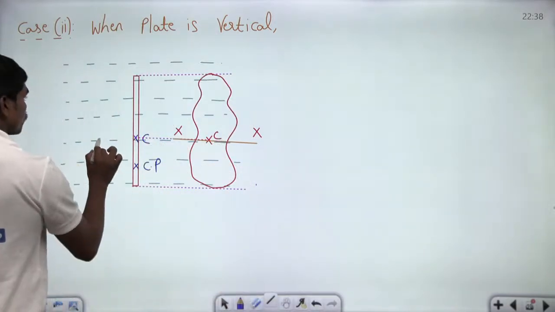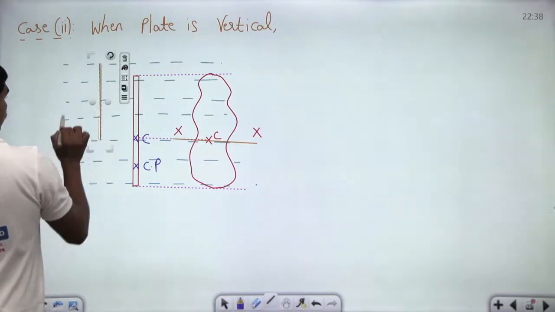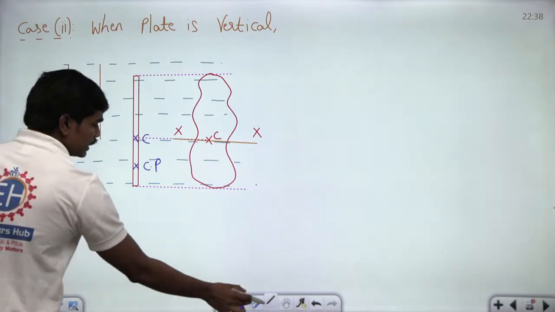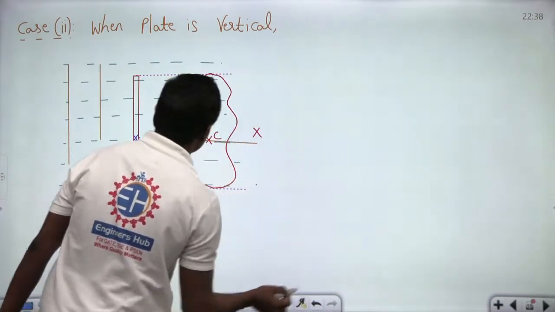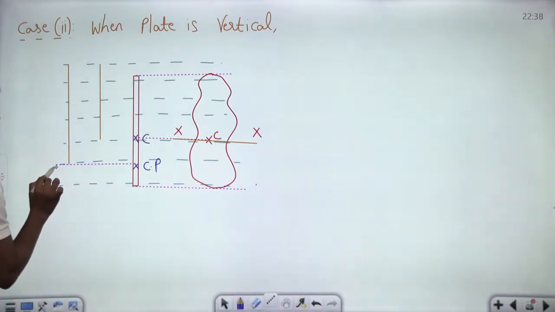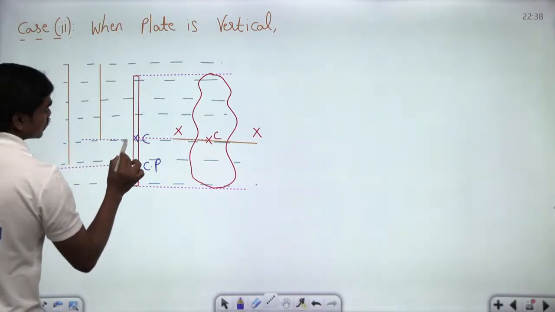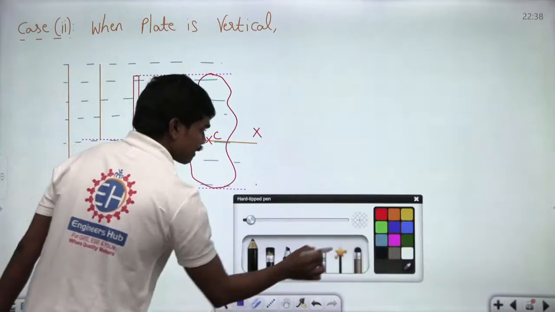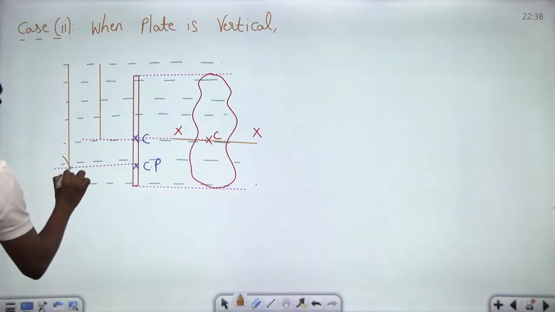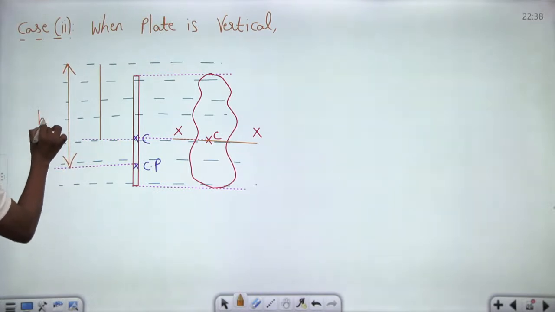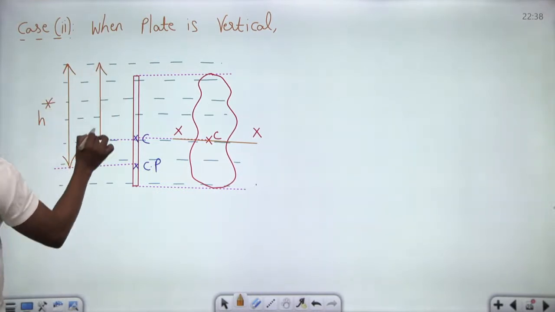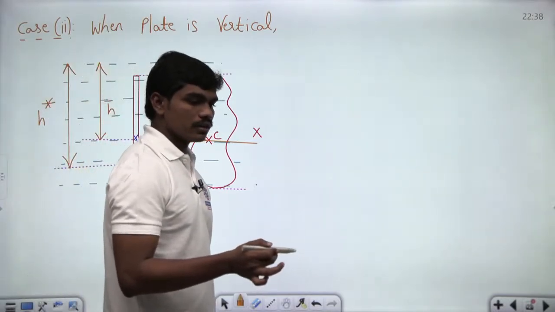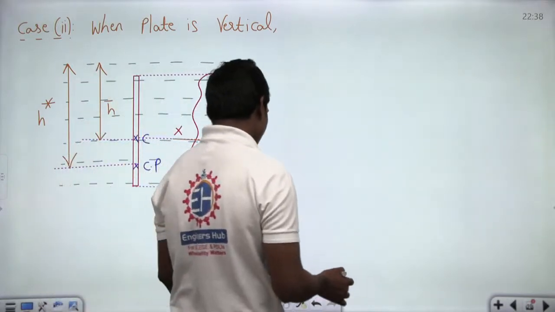Let me write this, and this will be your h bar. So, see here, basically this is the location of your center of pressure and this is the location of your centroid, okay. So, if this is the case, then this value is your h star, which is the vertical distance of the center of pressure, and of course, this is your h bar, okay. So, when you have these two things, I hope things are clear, correct.